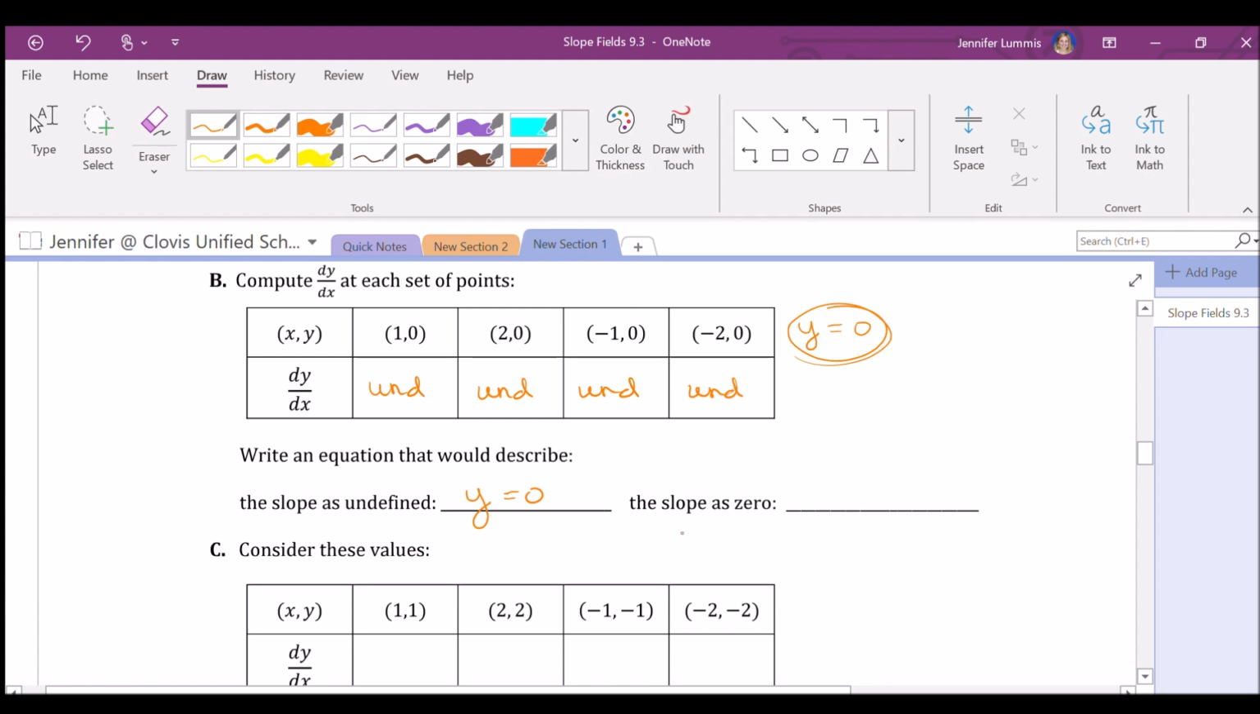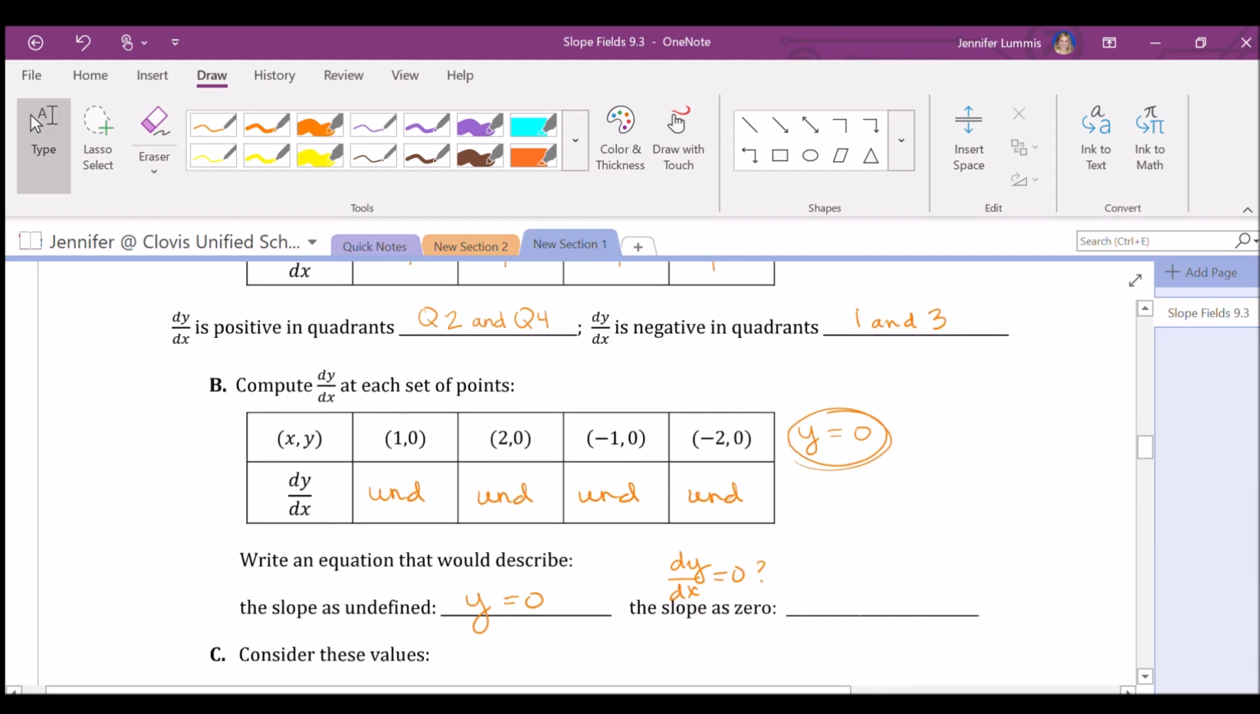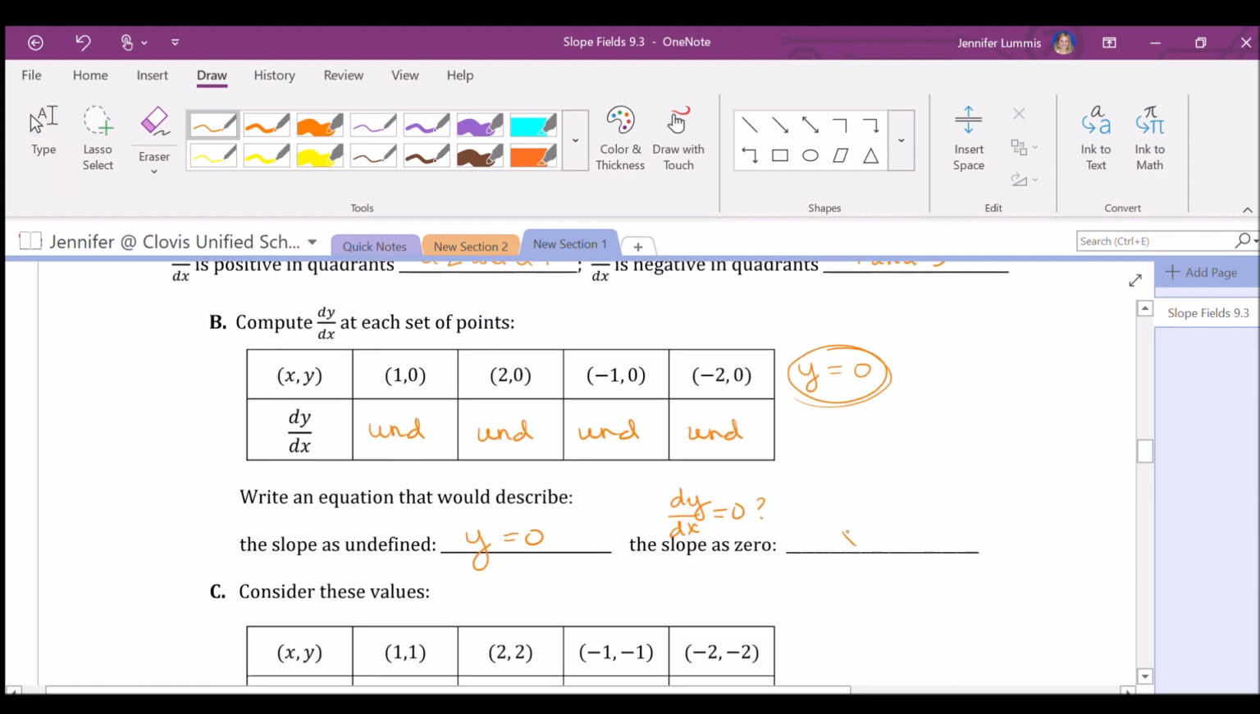Okay, when would the slope equal 0? So when would dy/dx equal 0? So remember, dy/dx is negative x over y, so we would get a slope of 0 when x is 0. Okay, and so that is the y-axis. And y equals 0, that is the x-axis.